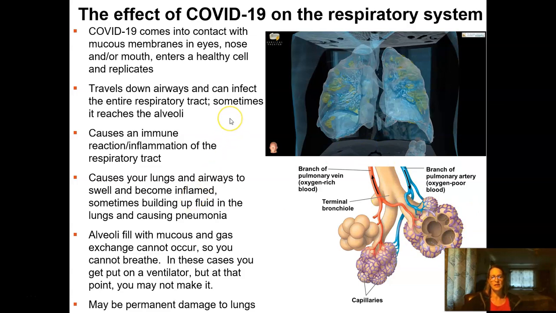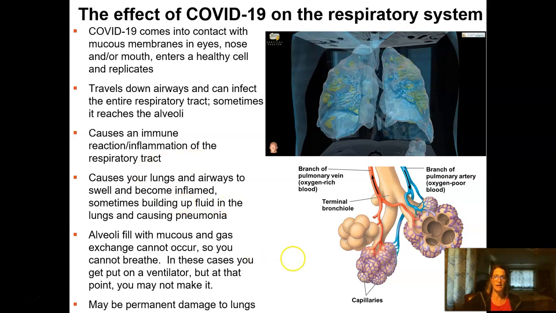So while it's infecting the cells, it's causing an immune reaction and inflammation within the respiratory tract where it's having the effect. So you guys learned about the immune system and about what it's like when there's inflammation. So it gets weepy, there's a lot of liquid that's released, and that can cause your lungs and your airways to become inflamed and swollen. And it can also cause a buildup of fluid. When you have a buildup of fluid in your lungs, that causes pneumonia.